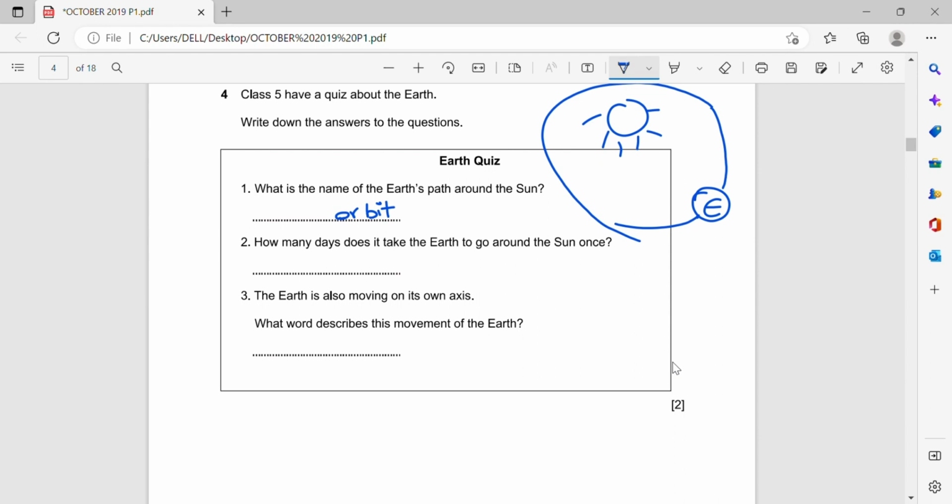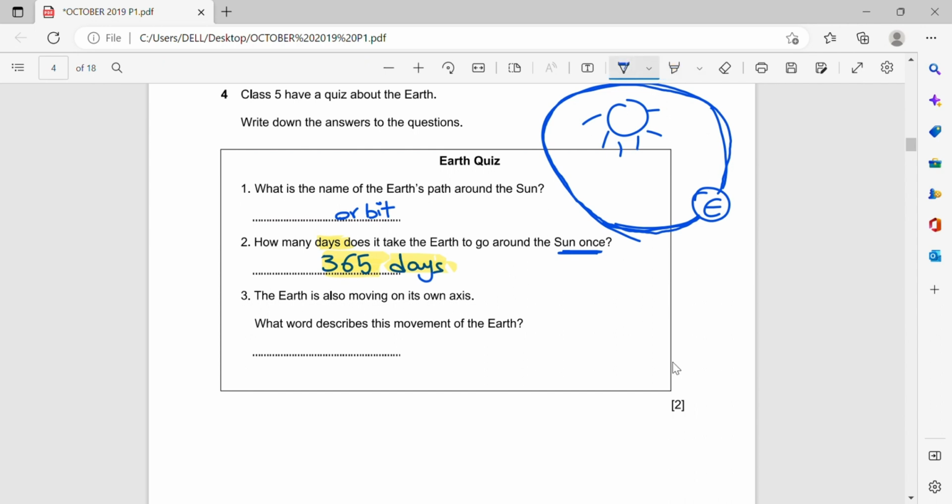Next question. How many days does it take the Earth to go around the Sun once? To complete one revolution around the Sun, the Earth needs how many days? 1 year, meaning 365 days. Let's pay attention: it didn't ask how many years, it asked how many days, so I must answer in days: 365 days.